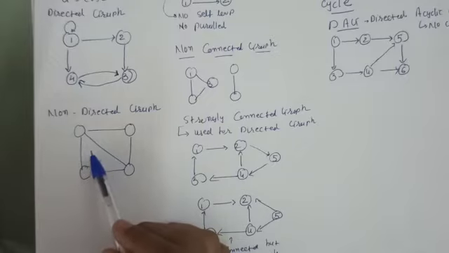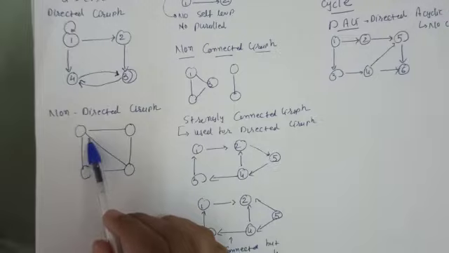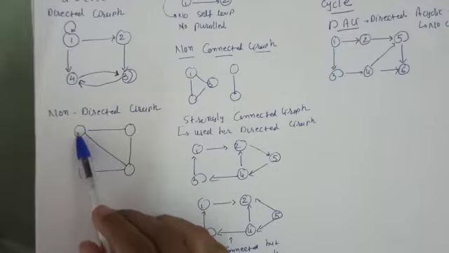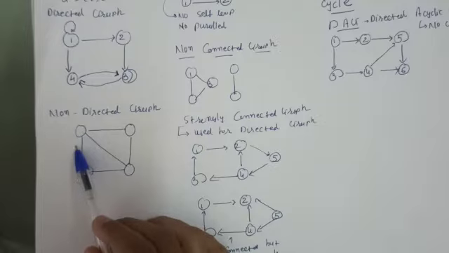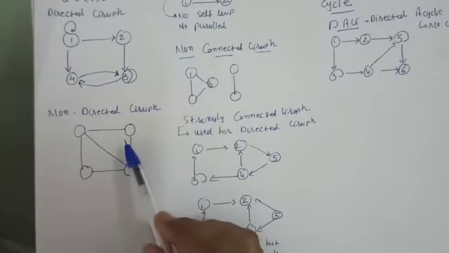The number of edges connected to this particular node is 1, 2 and 3. So in a non-directed graph there is no in degree or out degree, but there is the degree of a node. The degree of this node is 3, of this node is 2, and of this node is 3. So this is an example of a non-directed graph.